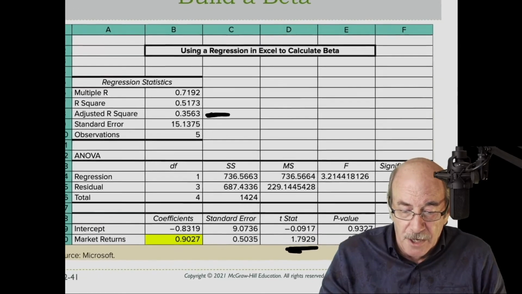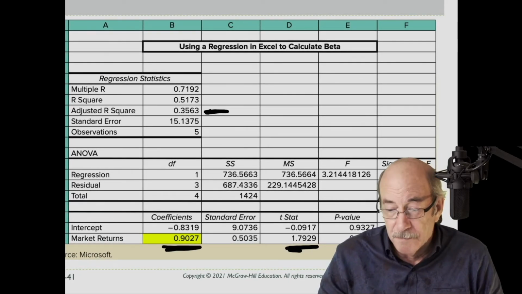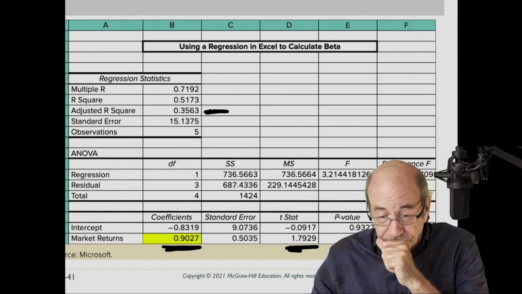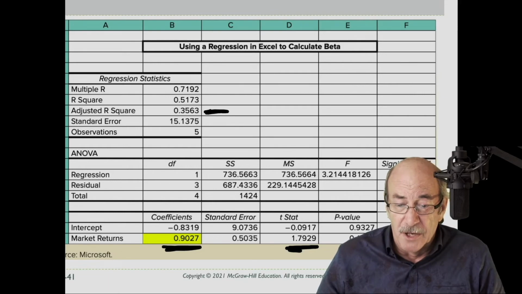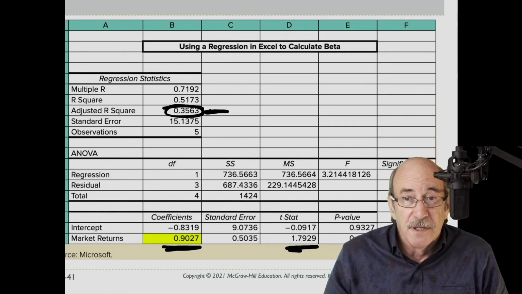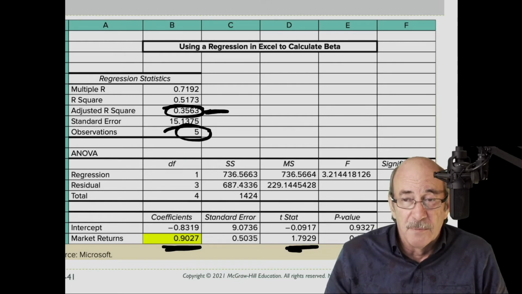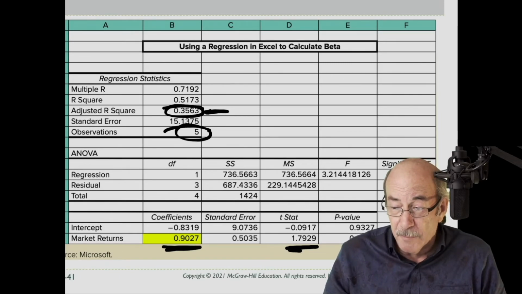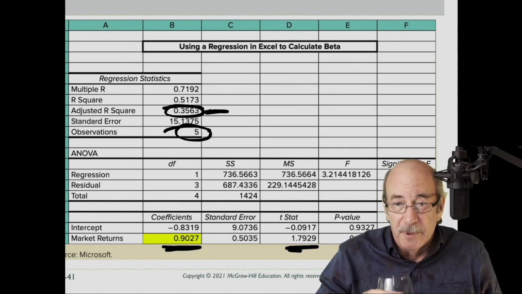But here I'm looking at our beta. It says it's 0.9. I don't have a great p-value on this one, so I'm not terribly confident of it, even though my adjusted R-squared is pretty decent. Obviously, this is probably driven because I have so few observations in this particular one. If I upped my observations to 25 or 30, I'd probably be fine.